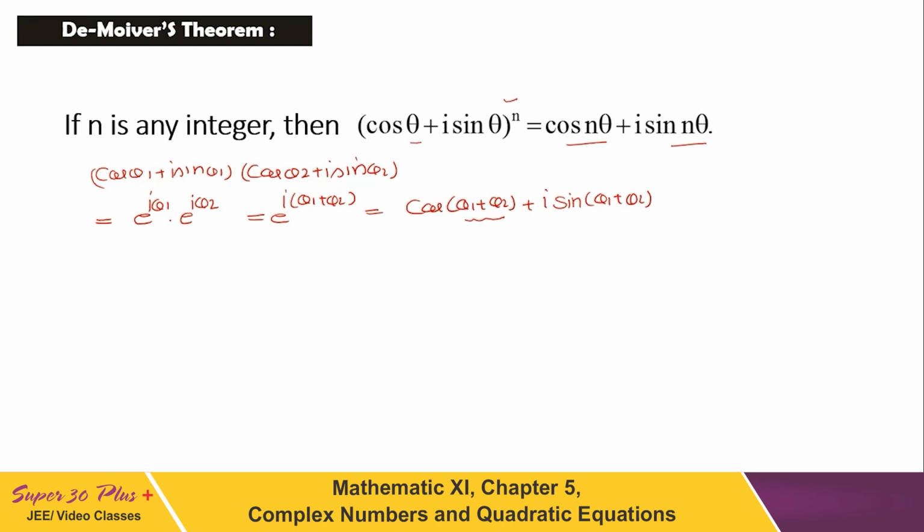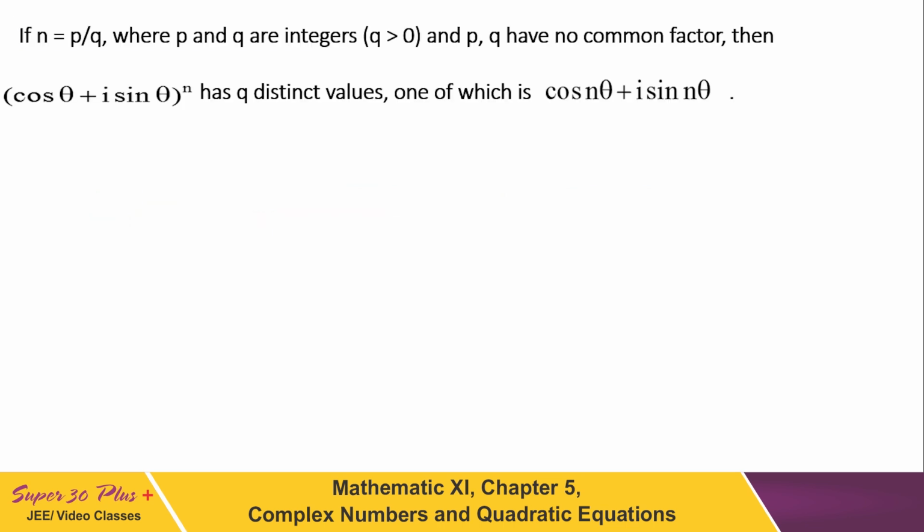This is the basic statement of de Moivre's theorem. Students, if n is equal to p upon q, where p and q are integers and p and q have no common factor, then (cos theta plus iota sin theta) whole power n has q distinct values, and one of the values is equal to cos n theta plus iota sin n theta.